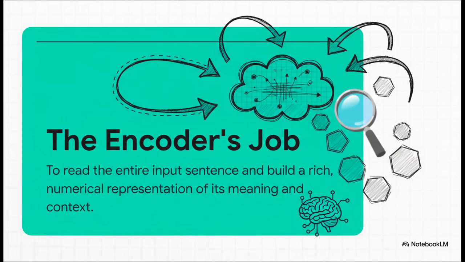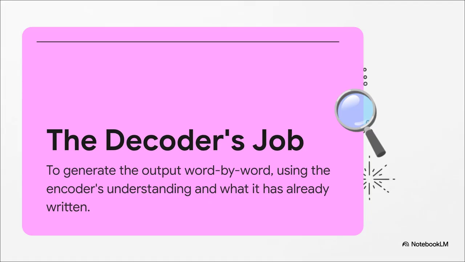So let's focus on the encoder. Its mission is to read the entire input sentence all at once. It chews on it and builds this really rich, dense numerical representation, basically a bunch of numbers that captures the full meaning, the nuance, and the context of that original sentence. And then the decoder gets to work. It takes that rich representation from the encoder and starts generating the new sentence, one word at a time. And here's the key. It's constantly looking back at what the encoder understood from the input, while also paying attention to the words it has already spit out itself.